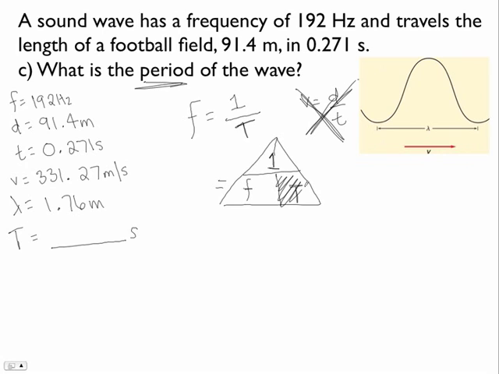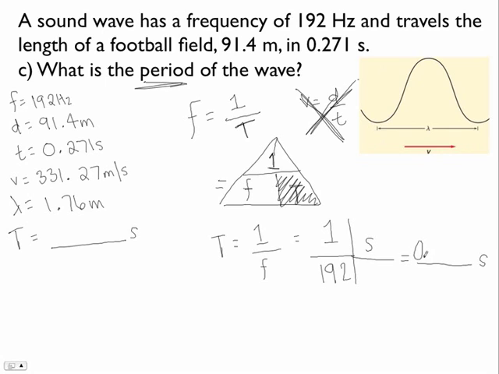We want the period, so I kind of like to cross out the one that I want, so I know how I want to draw my formula. And then I'm going to have 1 over 192. And remember, because this is hertz, or seconds to the -1, the s goes on the top. And the units for period is s, or seconds. So we know that that's okay.